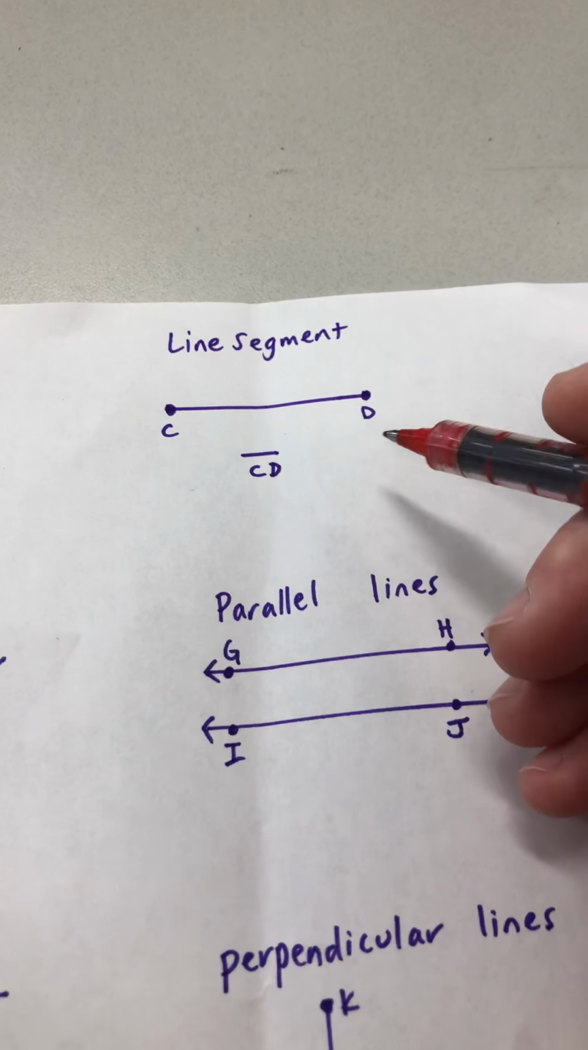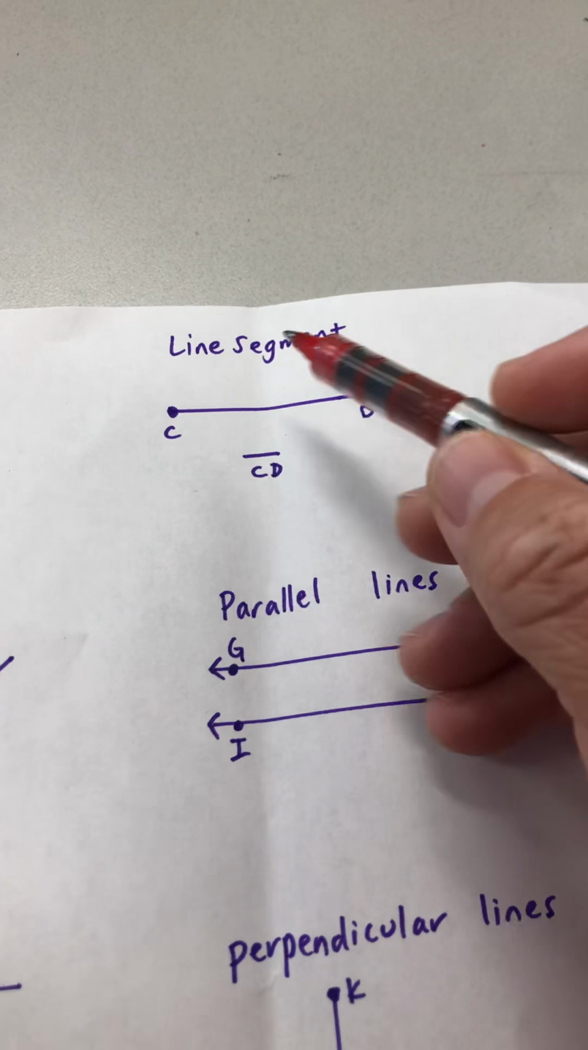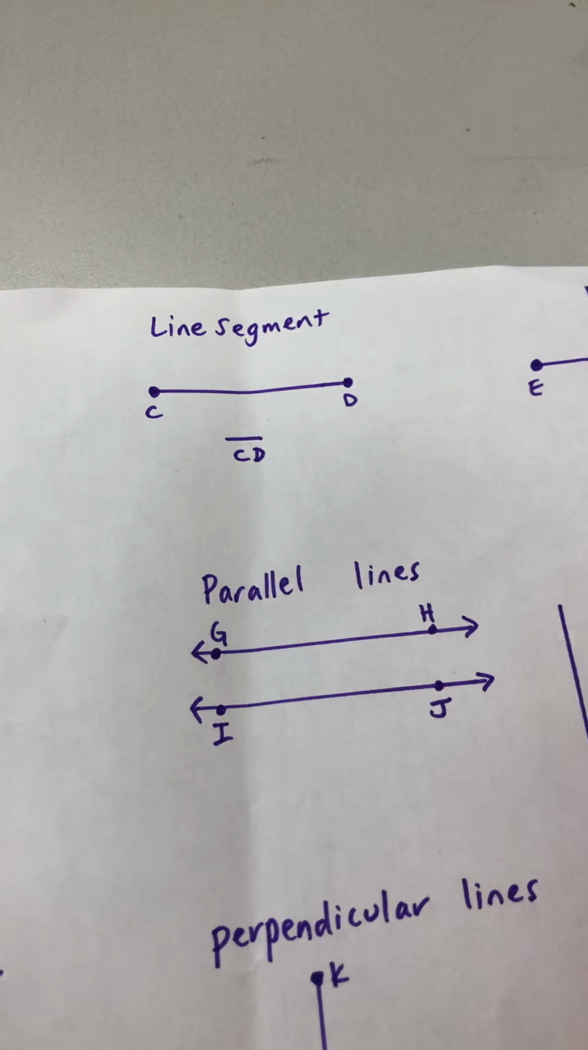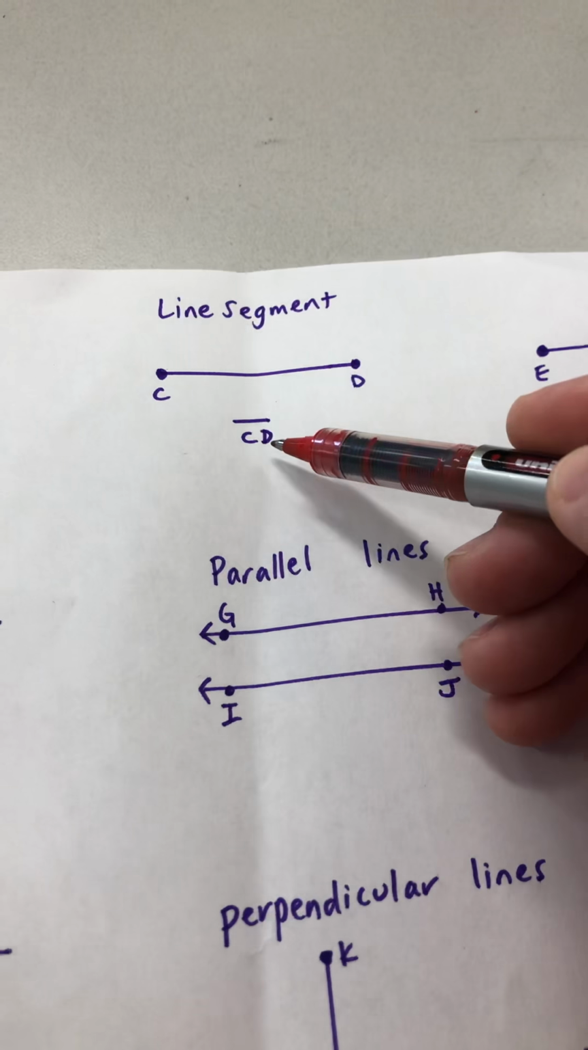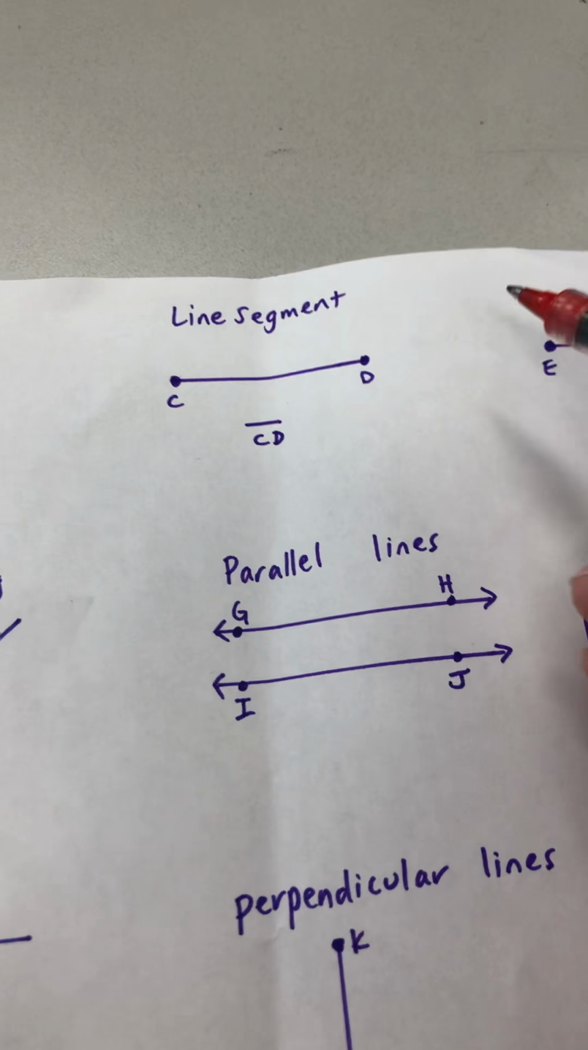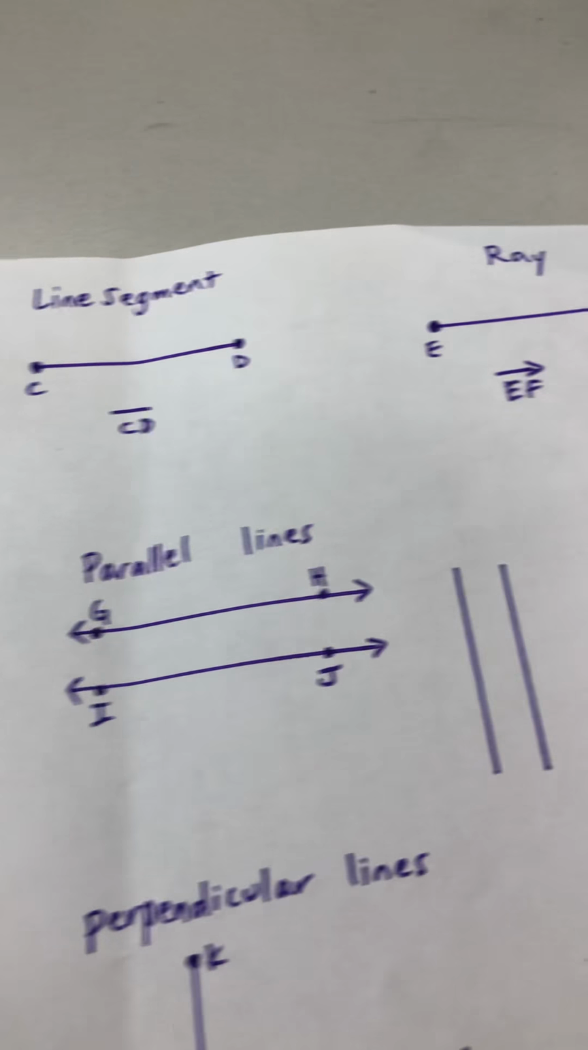This is similar to a line, only it has a beginning and an end point. A starting place at C and an ending place at point D. It's in a straight path but does not continue forever. We read this line segment CD. It can also be read line segment DC, backwards.